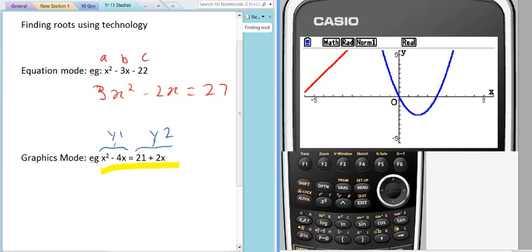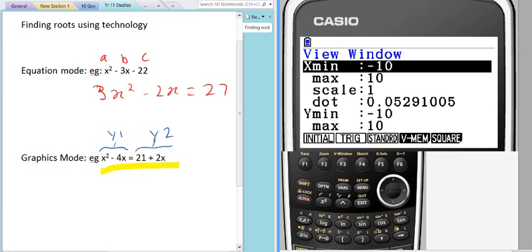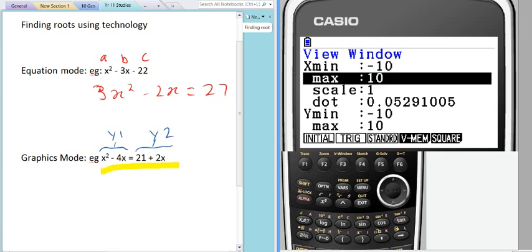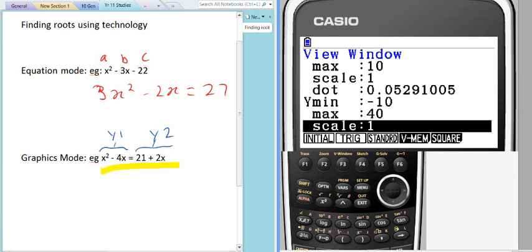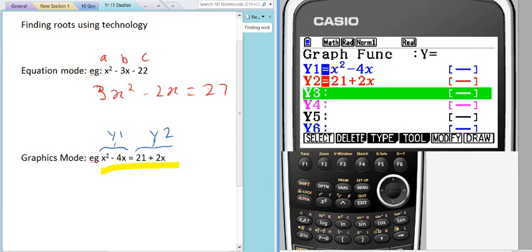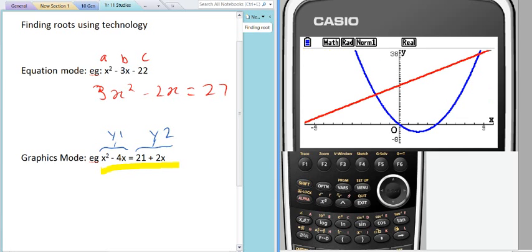So clearly, we haven't got the search area right because we haven't got intersections yet. So what might we adjust our search area to, or the view screen to? Again, Shift, View Window, and X and Y. The X ones looked okay, but the Y max, let's make it 40. And try that again. Draw. Your calculators are all doing similar things, following? Alright, now, how do we find the 2 intersections?